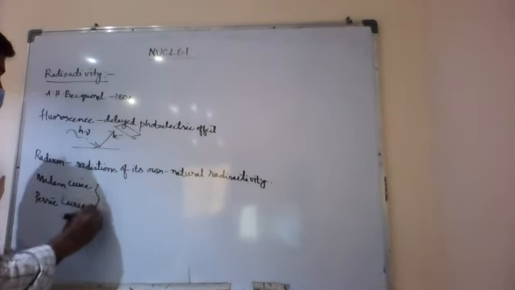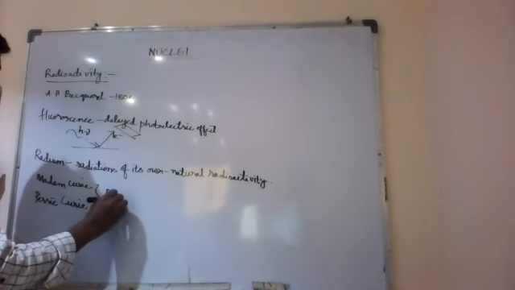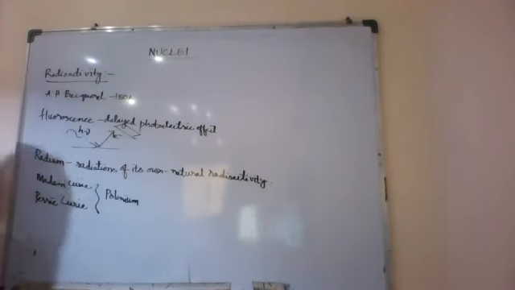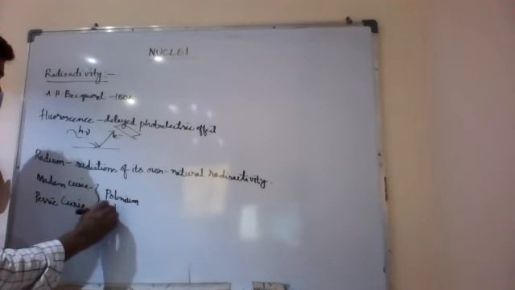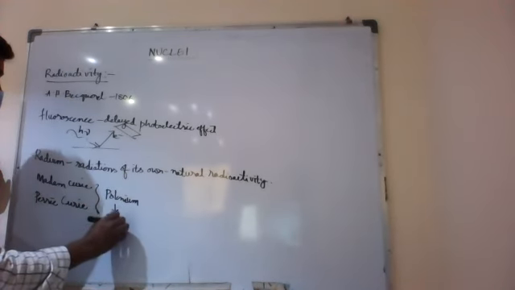They discovered polonium, for which they got the Nobel Prize. It was named after Poland, the country Madame Curie belonged to. They discovered a new radioactive element, polonium. So where do you find these elements? In the earth crust. On the earth crust, we find them.